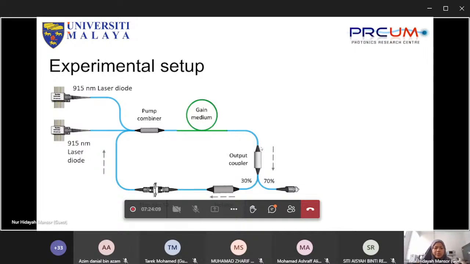In this setup, if you remove the SA, we can get just a CW, continuous wave laser. But in order to get a pulsed laser, we have to add an SA. SA is saturable absorber. In this research, I'm using a CdTe thin film, cadmium telluride thin film, saturable absorber to create a pulsed laser, Q-switch.